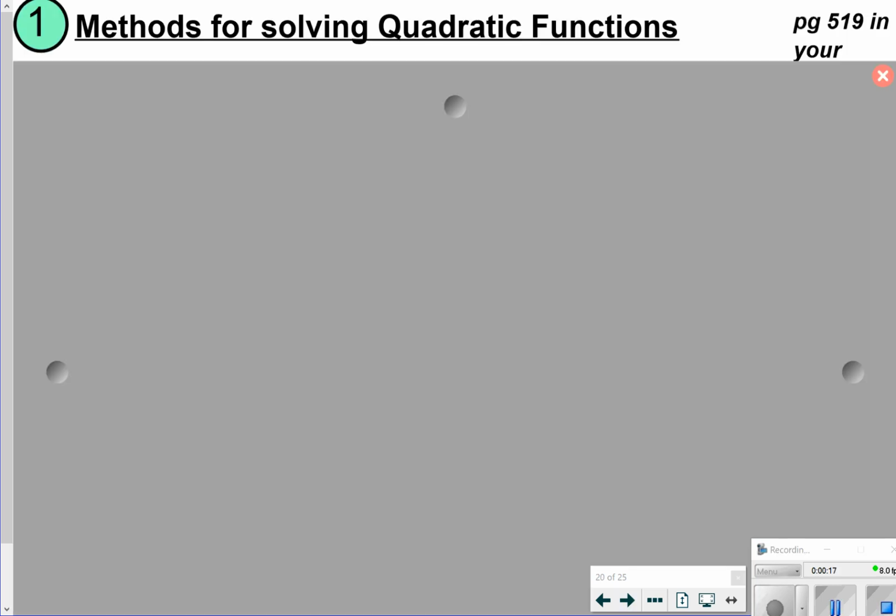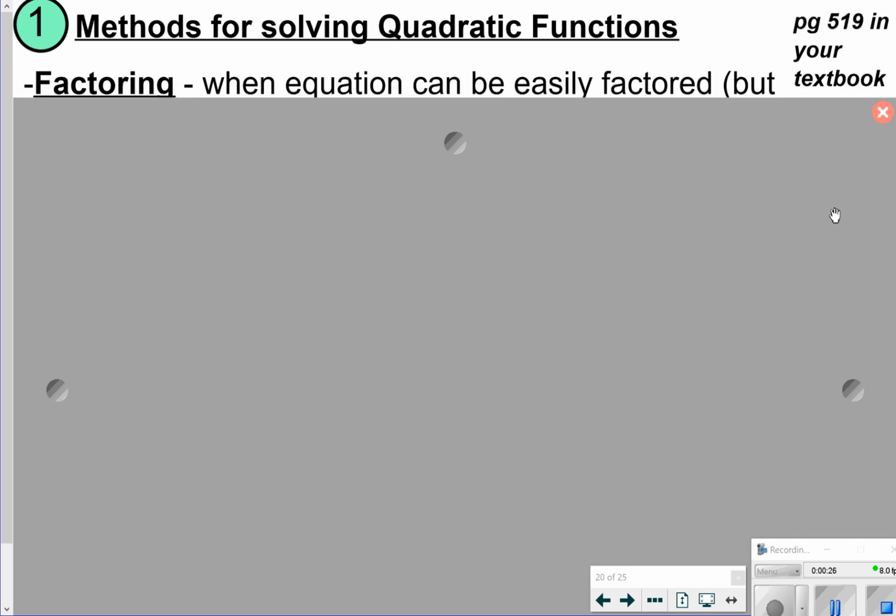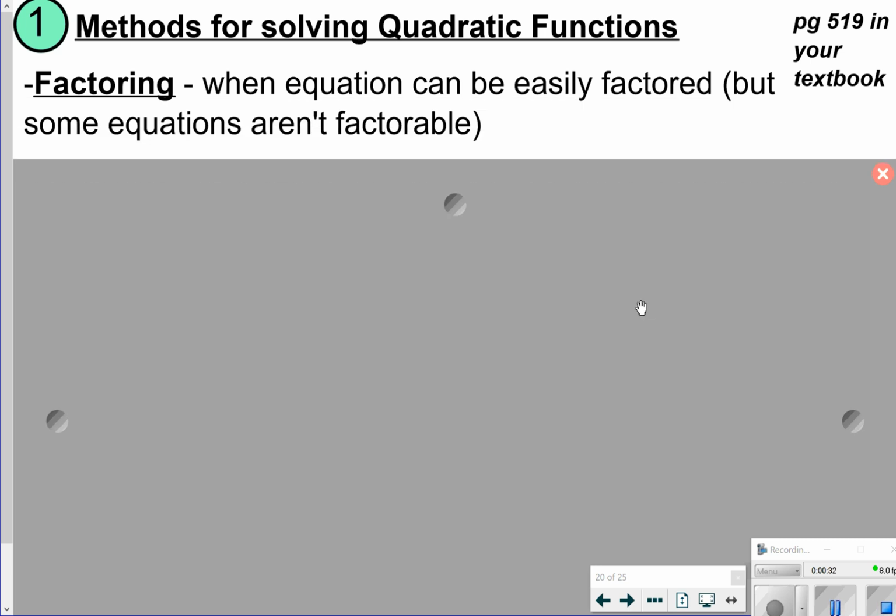The first thing we're going to talk about is just review all of the methods that we've learned to solve quadratic functions. This is also on page 519 of your textbook. There are a few ways here, so just make sure you're patient and write down what you see to help you decide which method is going to be efficient and the best.